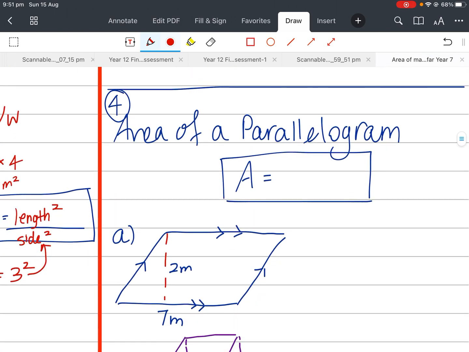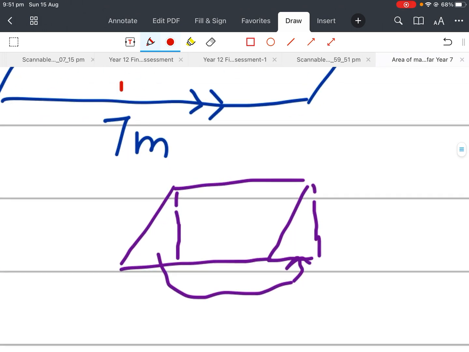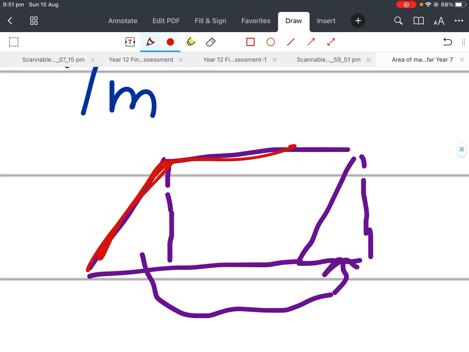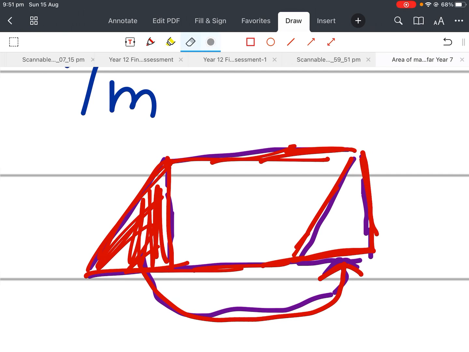Beautiful. Alright, let's try parallelogram. Now do you remember parallelogram? Now here's a picture of a parallelogram for you. I just want to go over it. Here's a parallelogram. Now what the lady said to do was to take this triangle and shove it on the end here. Now if you did that, this one kind of rubs out.